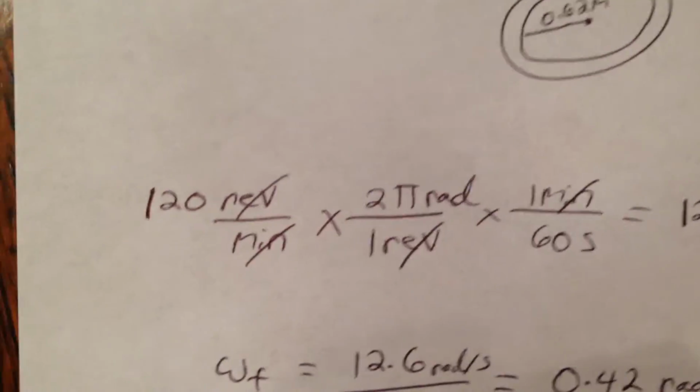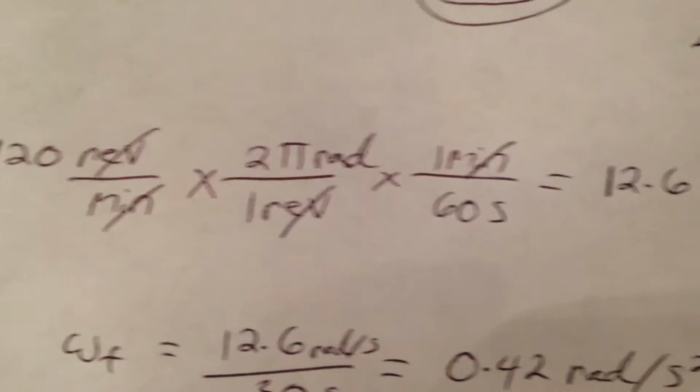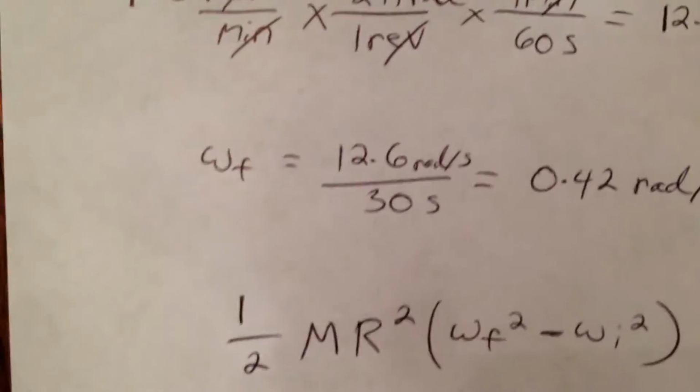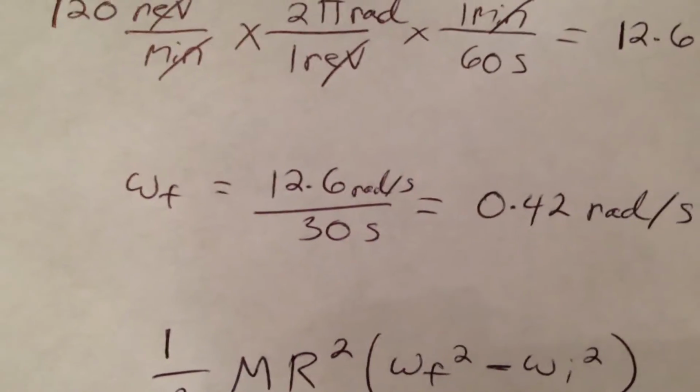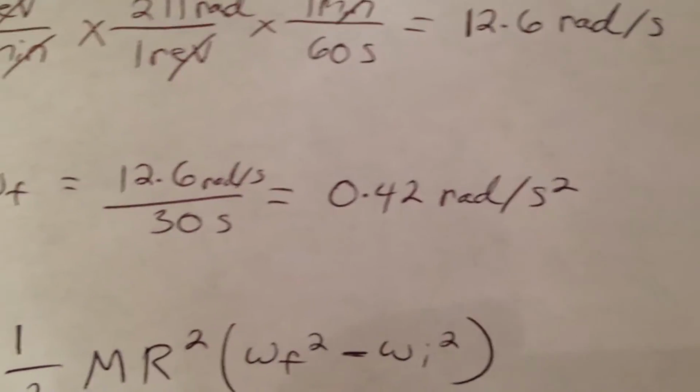And so first I went ahead and converted 120 revolutions per minute to 12.6 radians per second. And then because they want to know the work done in 30 seconds, I just divided it by 30 seconds and got 0.42.